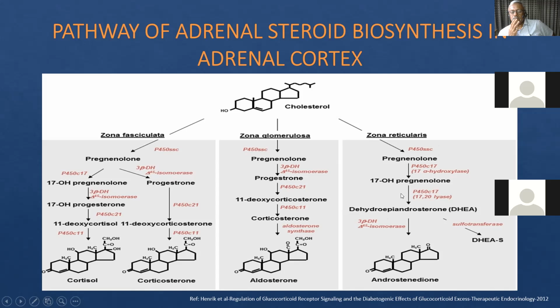Pregnenolone is converted into 17-hydroxypregnenolone and finally converted into dehydroepiandrosterone. Similarly, in zona fasciculata cells, cholesterol is converted into cortisol and corticosterone through various steps, like pregnenolone is converted into 17-hydroxypregnenolone and 11-deoxycortisol, and similarly pregnenolone is converted into progesterone and finally to 11-deoxycortisone and corticosterone.